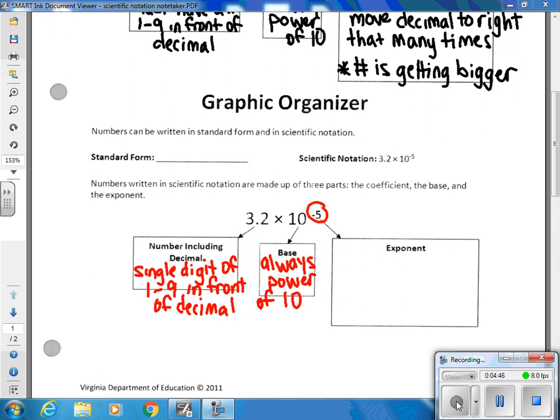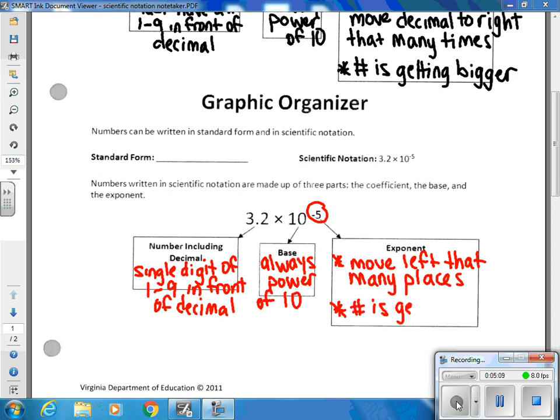A negative number, if you think of negative numbers on the number line, those are to the left of 0. So if there's a negative exponent, you're going to move left that many places. And because we're going left, our numbers are not getting bigger. This means that your number is getting smaller.